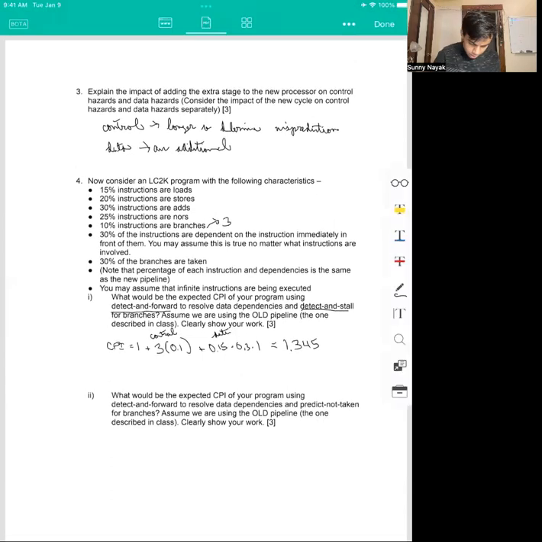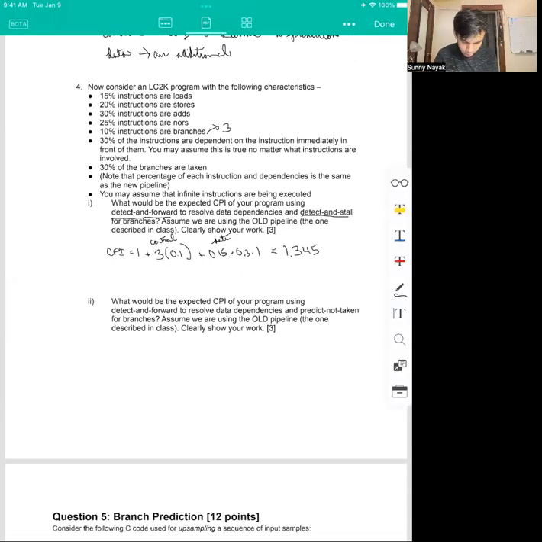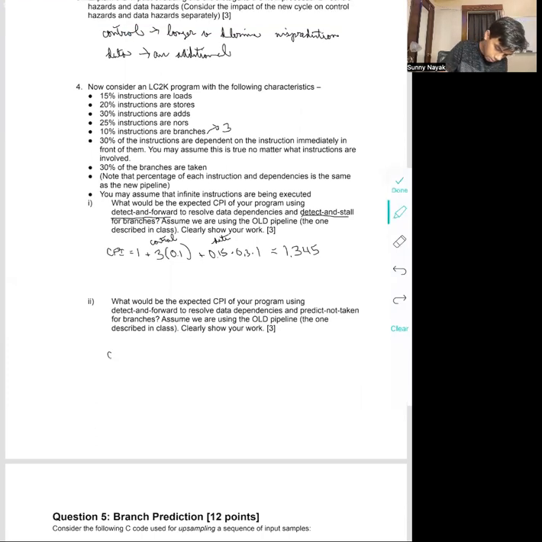So then this next question, super similar question, except it tells us to use predict not taken. Same thing. So our load stalls are going to stay the same. So I'm just going to copy that over. We can start with our CPI as 1. The data hazards are going to stay the same. All we changed is our control hazard resolution. So then what is our new control hazard timing? Well, it's still going to be 3 cycles whenever we're wrong.